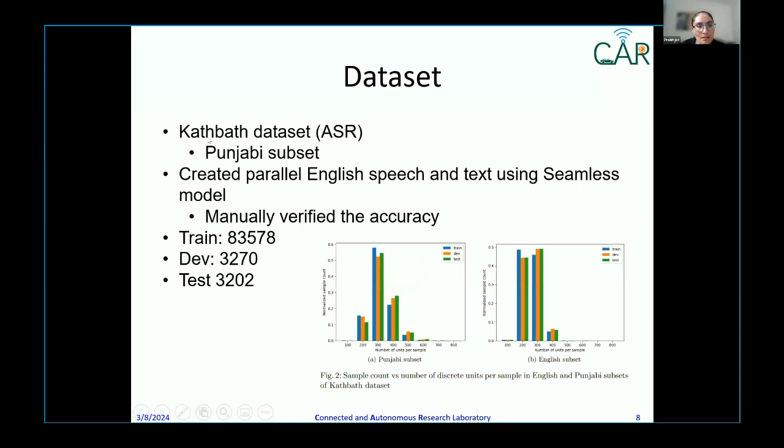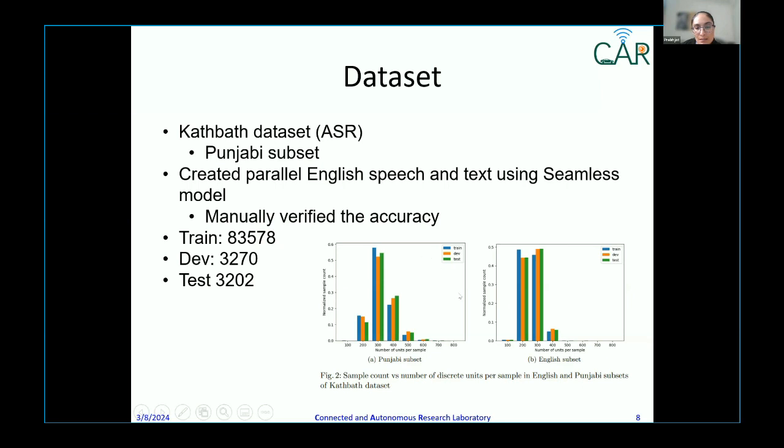There is an ASR data set called COTPART. This is publicly available, and it is released by AI for Bharat. We used this data set to build our parallel data set for English and Punjabi speech. The COTPART data set contains Punjabi sentences and the text transcripts for those sentences. The first thing that we did was create parallel English speech and text from this Punjabi data set. And at the end, we had 83,575 parallel sentences in these two languages.